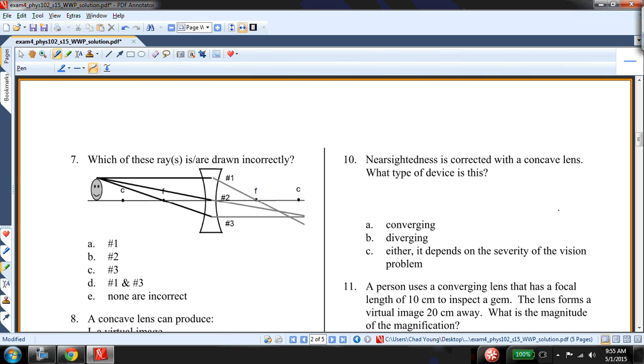Which of these rays is or are drawn incorrectly? All right, well, this is a diverging lens, so these rays shouldn't be going towards the axis. They should be going away from the axis here as well as here. So numbers 1 and 3 are incorrect. In fact, this ray right here, you don't draw it through this focal point. Remember, you draw it so that it goes through this focal point, and then it goes like that. All right, so 1 and 3 are incorrect, so D is the right answer.